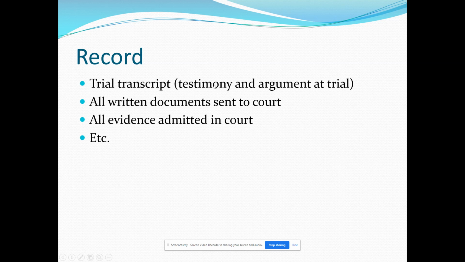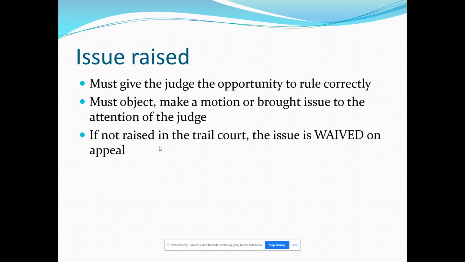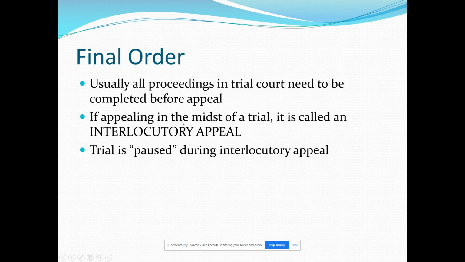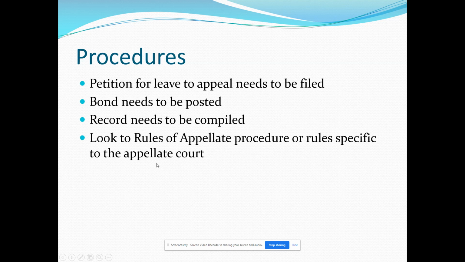The record, right? That's everything that happened below: trial transcript, all written documents, all evidence admitted to the court. The record can be a huge, huge, huge document. These are things I talked about. The issue must have been raised. Material error, final order, interlocutory appeal. That was the Peterson example. If it's an interlocutory appeal, nothing happens in the trial until the appellate court makes their decision. The trial court is paused during the interlocutory appeal.